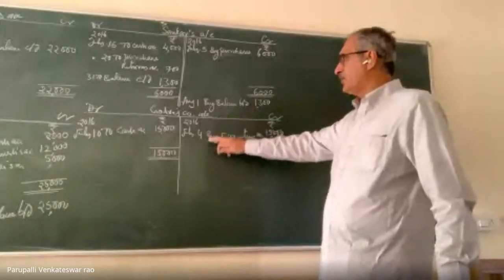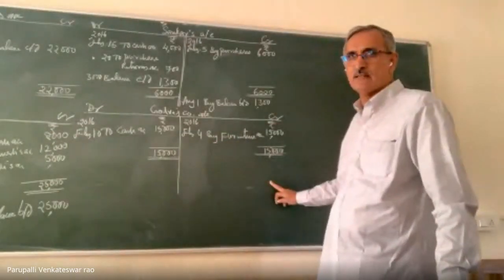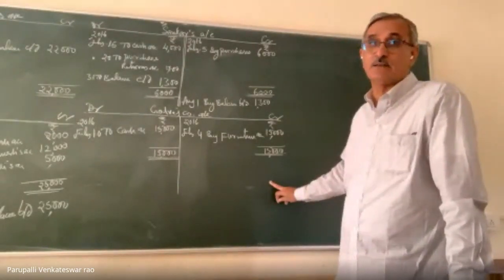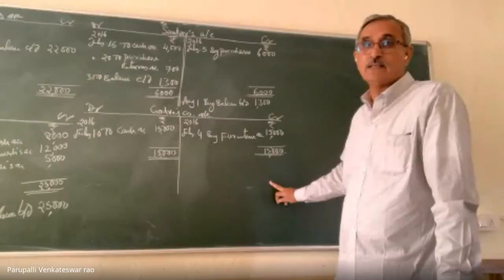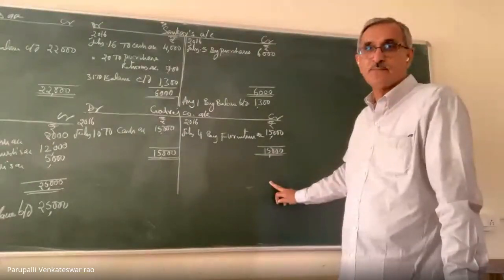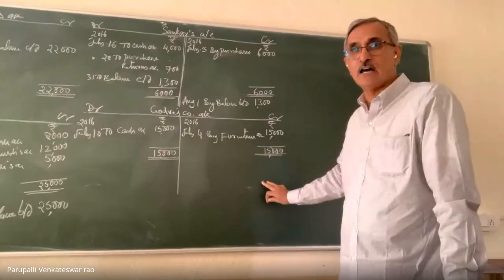Godrej company account is showing no balance. It shows no balance, which means both these sides are equal, which means neither receivable from Godrej company nor payable to Godrej company, because the amount is settled. When an account shows no balance, it is settled. Neither receivable nor payable.